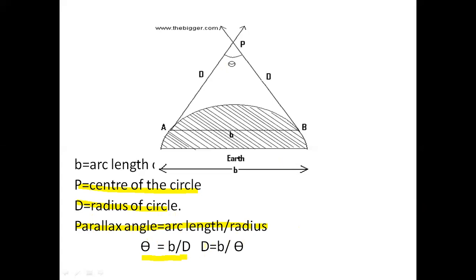But I am calculating here the distance between the planet and the earth, or the distance between the earth and the star. So I want the expression for distance, and if I rearrange, I get D equals B divided by theta. So this is the procedure in the parallax method, that is how we calculate the distance between the planet and the earth, or star and the earth. So this is one method.